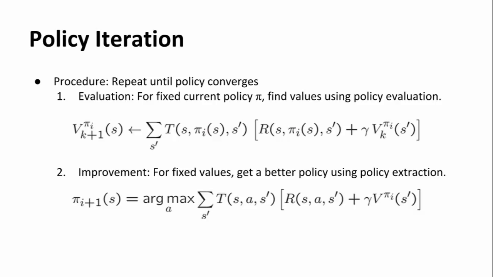So putting both of these together, we get the full policy iteration algorithm. So we're going to keep on going until the policy converges. We're going to do one stage of evaluation. So we're going to pass in some fixed policy, and we're going to calculate the values for that policy, and then we're going to do one stage of improvement. Okay, so given those fixed values that we calculated here, we're going to get a better policy by extracting the best action from each state. And then we're just going to repeat that until our policy converges. And this typically is going to be faster than value iteration.